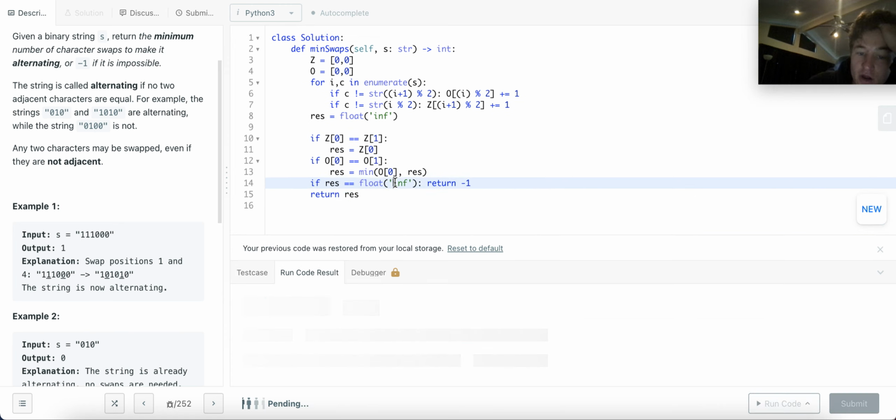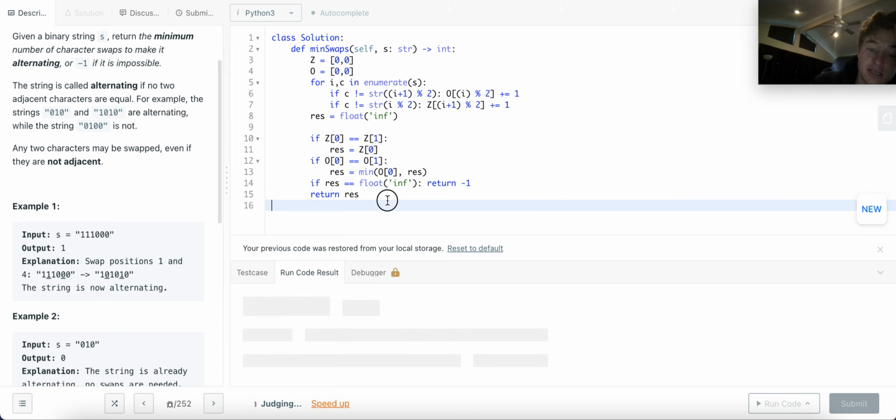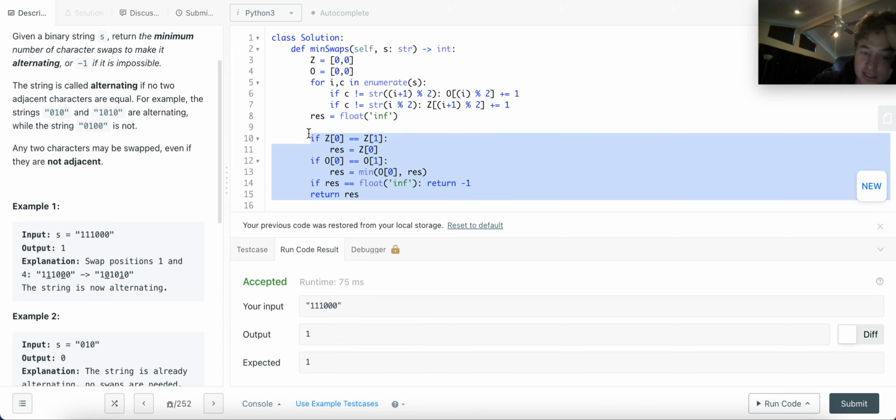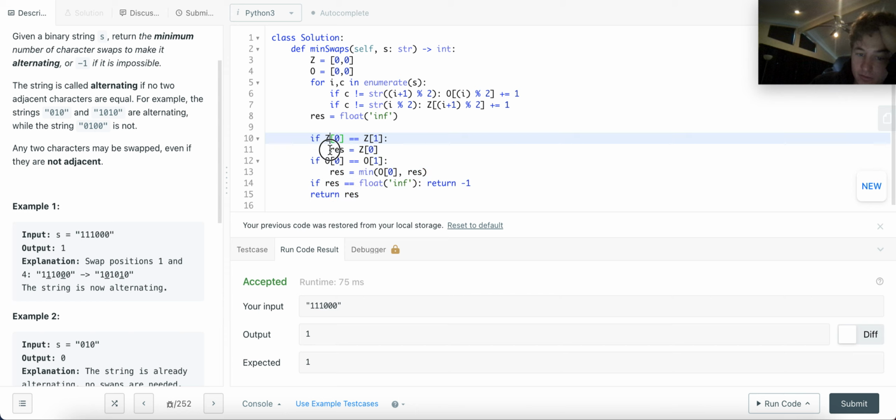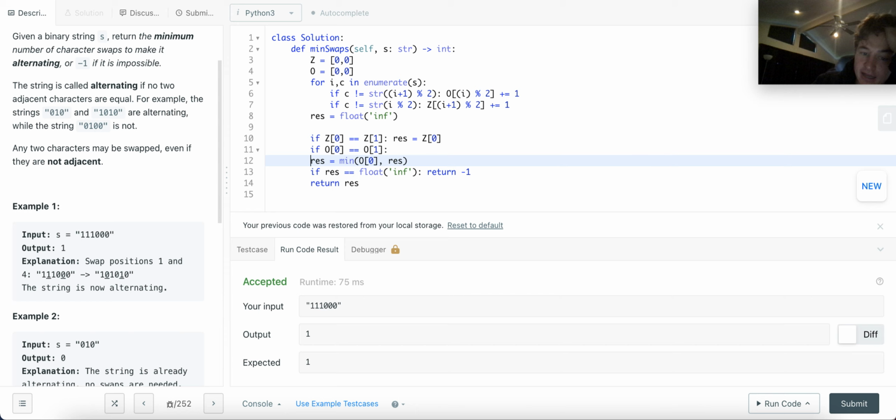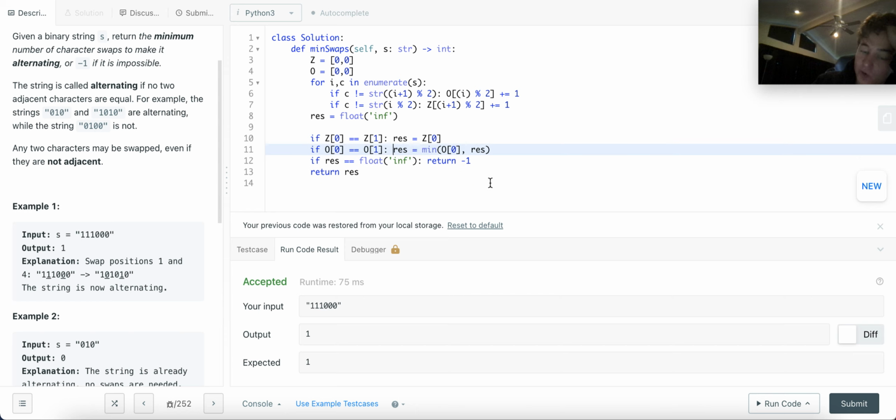Does anyone know, in the comments, please, if you're still watching this, tell me a better way of doing this, because this is so messy. It's kind of hard because you have to capture both cases, but you also have to ensure that both cases work, and you have to capture the fact that if neither of them work, you return negative 1.